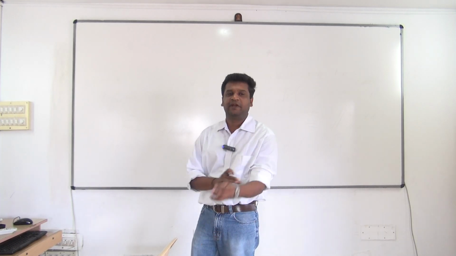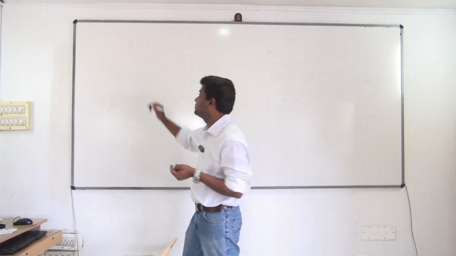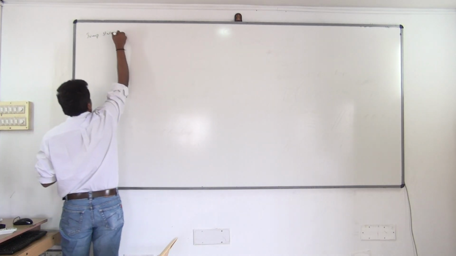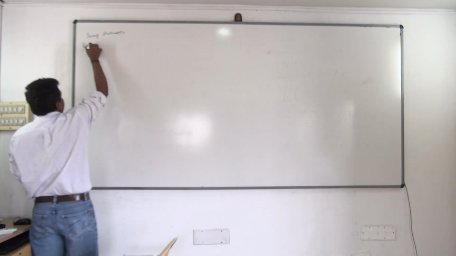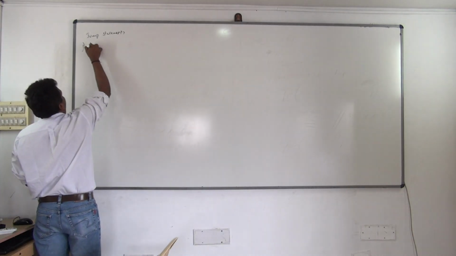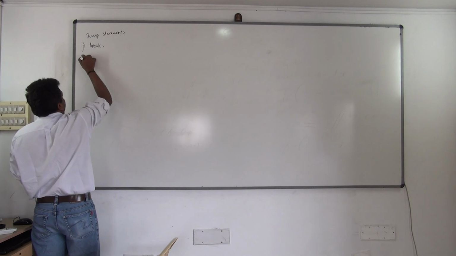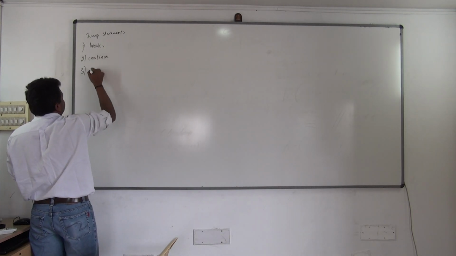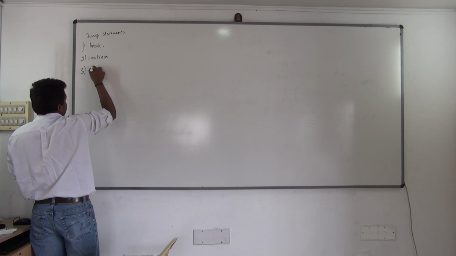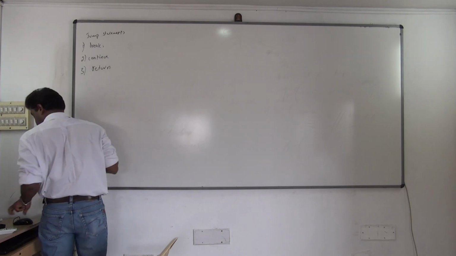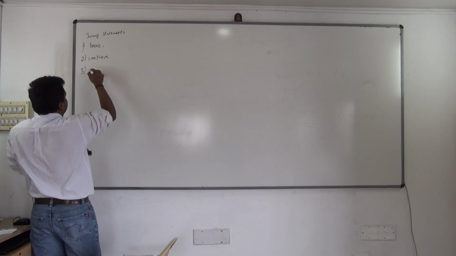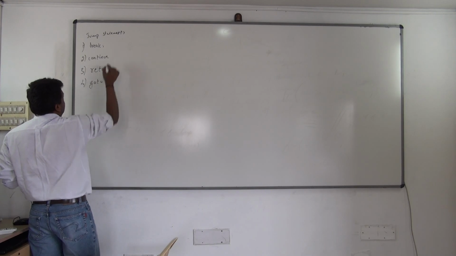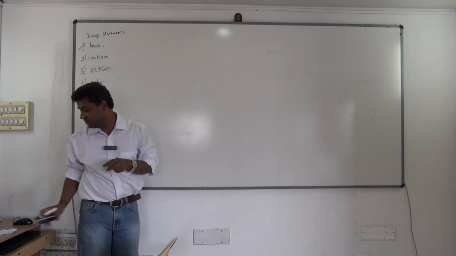We'll take the first one. Break, continue. Now we want to learn four keywords. For writing jump statements, Java is giving you four keywords. One is break, second one is continue, third one is return, fourth one is goto. So I'll be taking the first one. Are you clear with this?